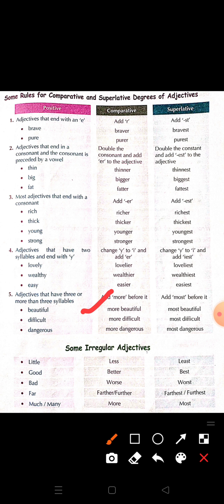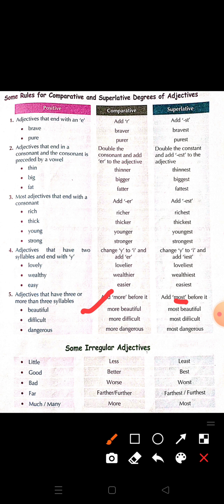Okay. So for three syllabic words, we will add more before the main word. So it will become more beautiful. And to make superlative, we will add most before that word. So it will become most beautiful. Difficult. Three syllables. More difficult, most difficult. Dangerous. Three syllables. More dangerous, most dangerous.